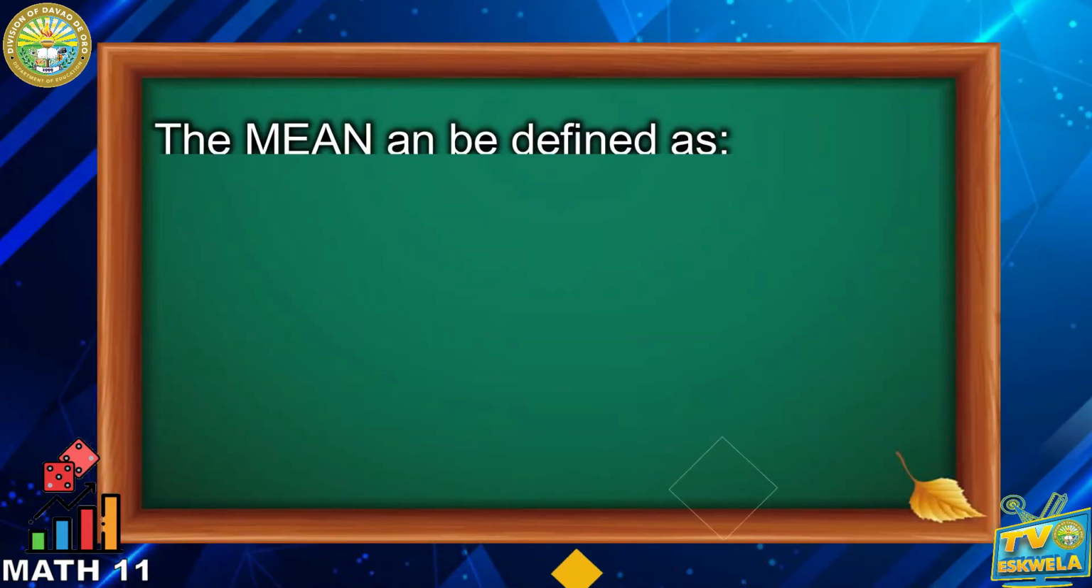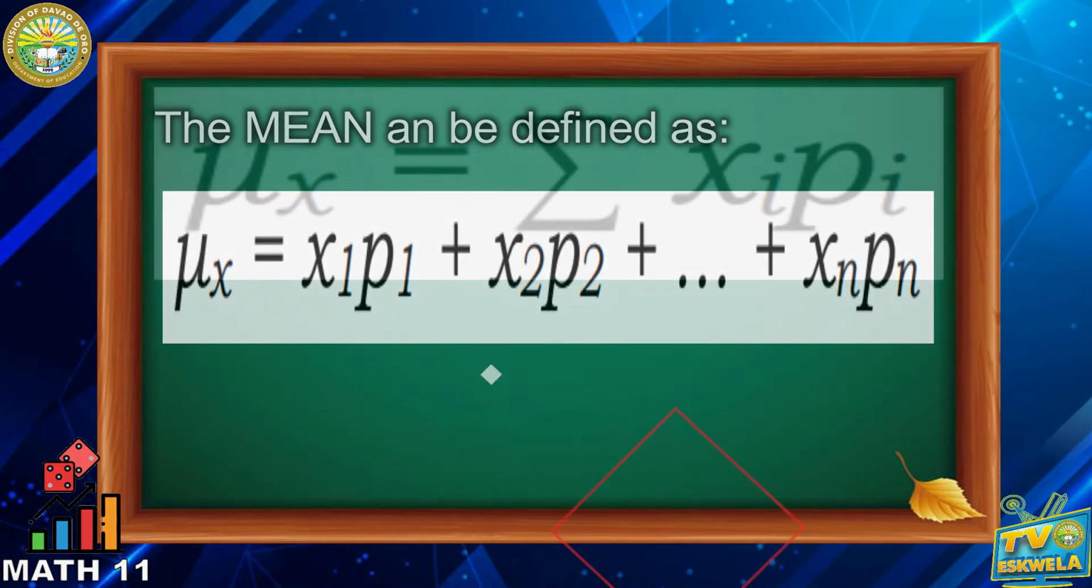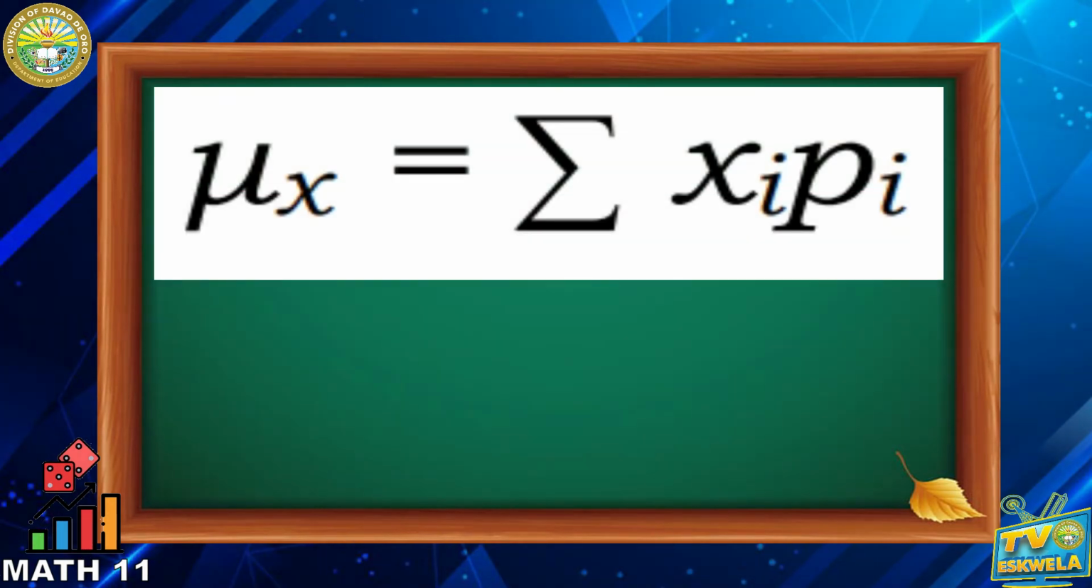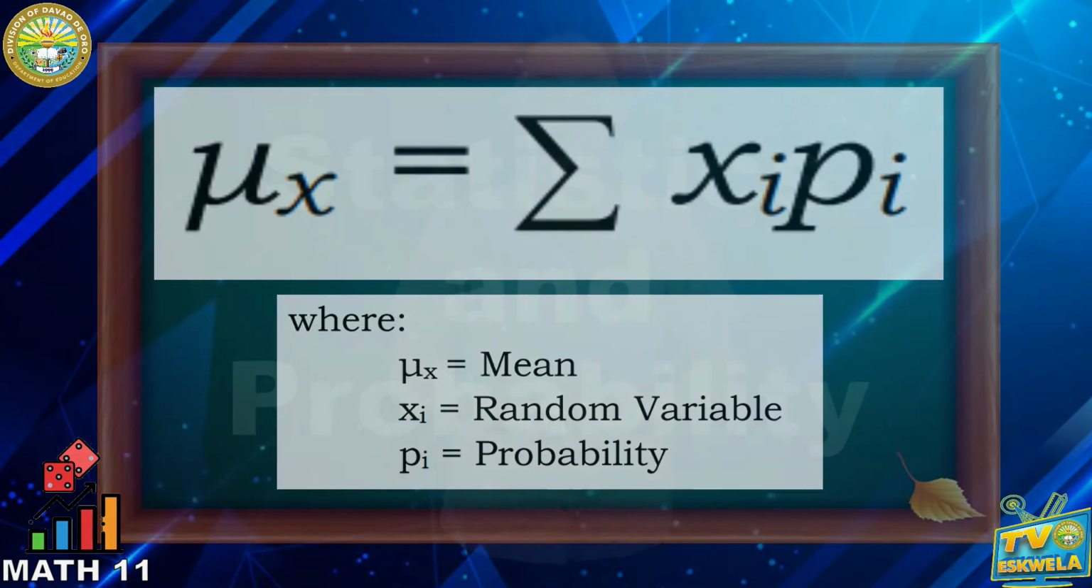The mean can be defined as mu of x equals x sub 1 times p sub 1 plus x sub 2 times p sub 2 plus and so on, x sub n times p sub n, or mu of x equals the summation of the product of the possible values of a random variable and its probability, where mu of x equals the mean, x sub i equals the random variable, and p sub i equals the probability.